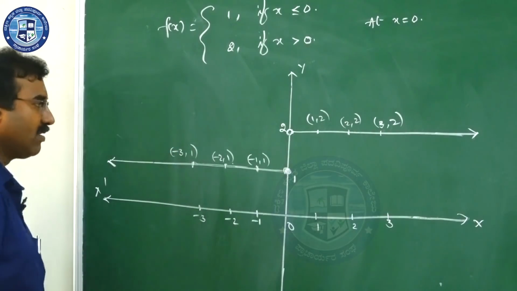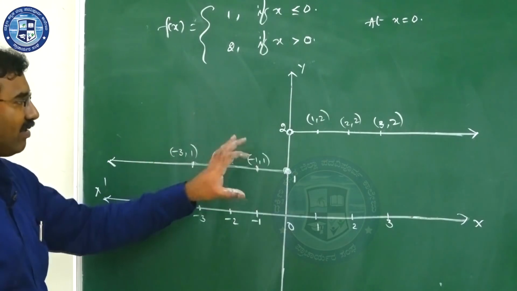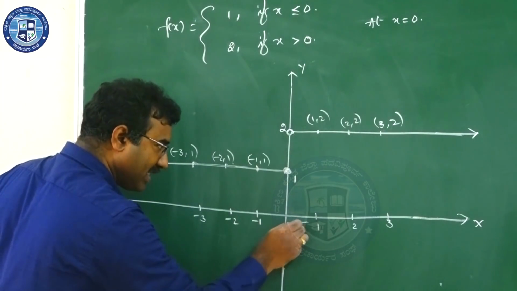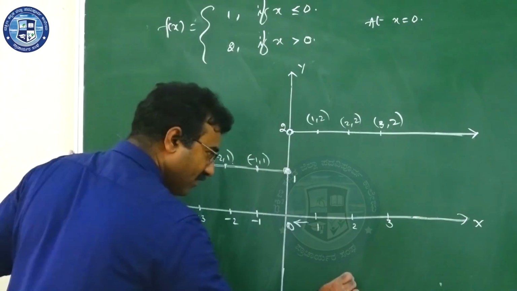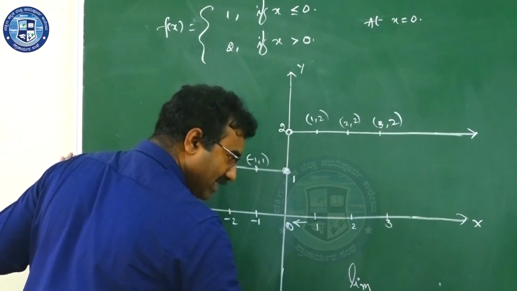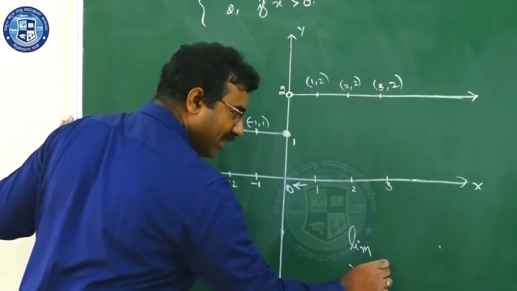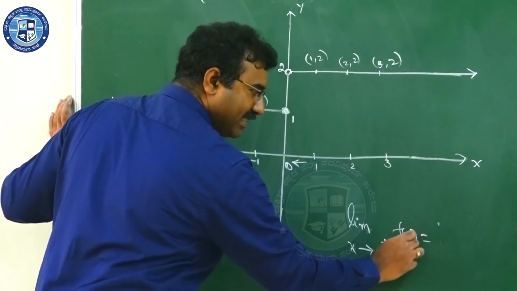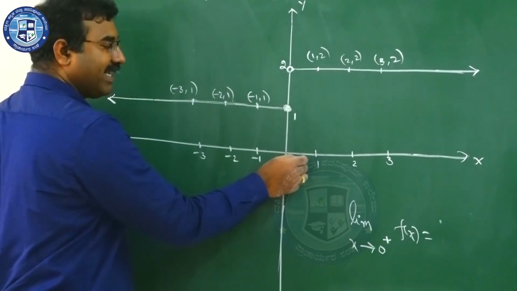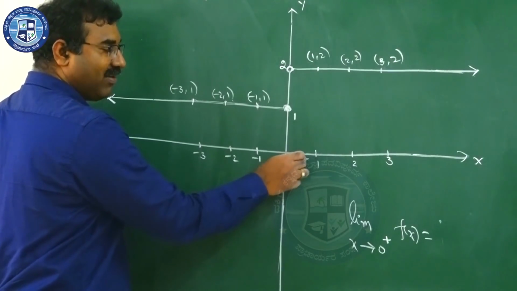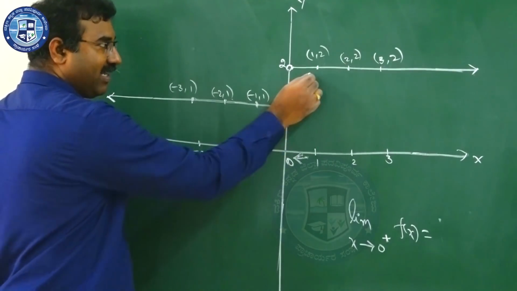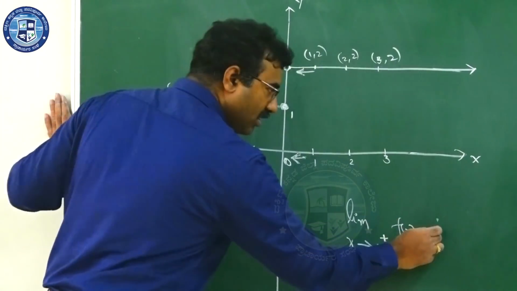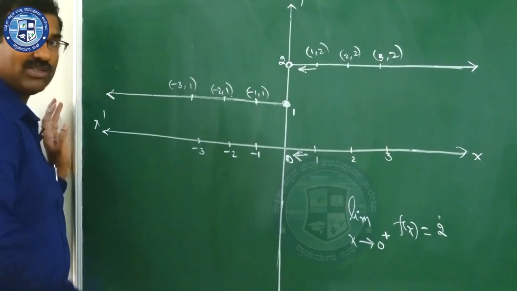Like this. Now, when you observe the graph clearly, you are coming close to 0 from the right side, limit x tends to 0 plus. What about its limit? It is very easy. Now, coming close to 0 from the right side, the y value is coming close to 2, it is coming close to 2.